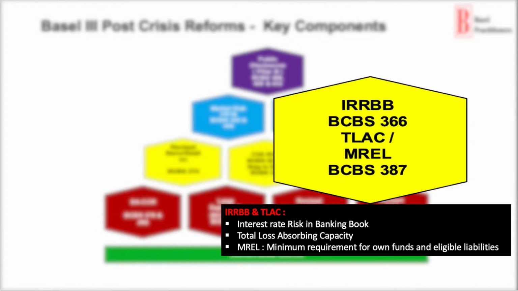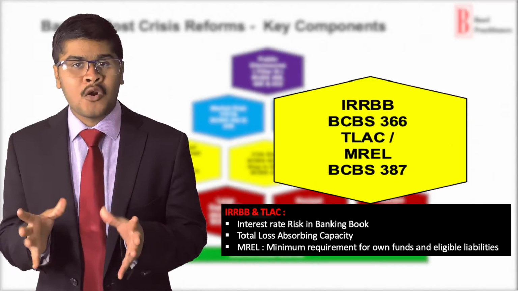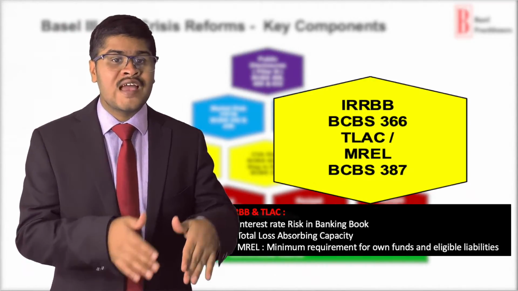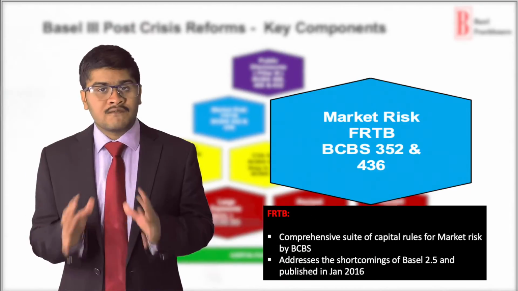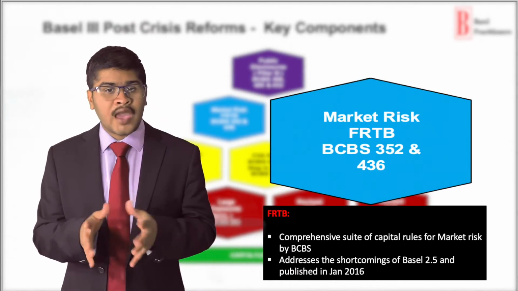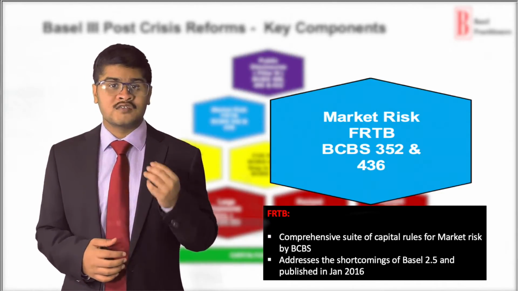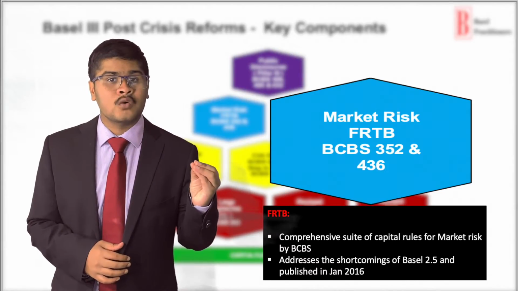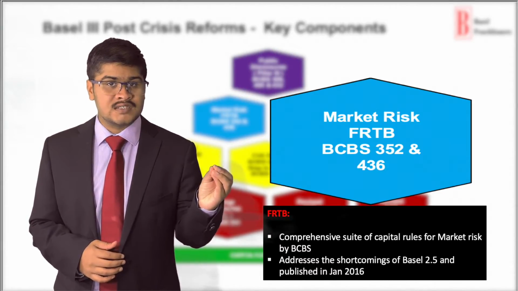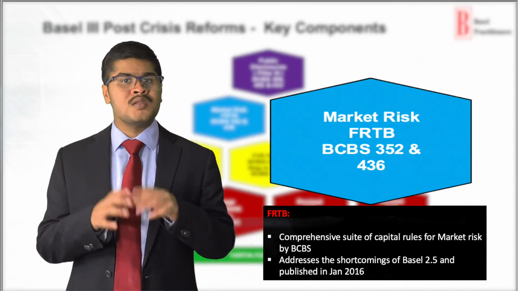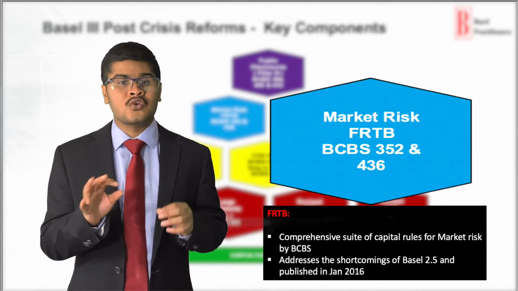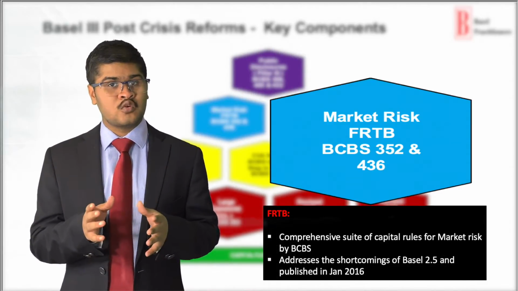Coming to IRRBB, Interest Rate Risk in the Banking Book, and TLAC, Total Loss Absorbing Capacity. MREL is the European version of TLAC, which is nothing but the minimum requirement for own funds and eligible liabilities. The FRTB is a comprehensive suite of capital rules developed by the BCBS as part of Basel III. These guidelines are intended to be applied to banks' wholesale trading activities. Finalized in January of 2016 as the minimum capital requirements for market risk, it aims to address a number of shortcomings in the existing Basel 2.5 framework.